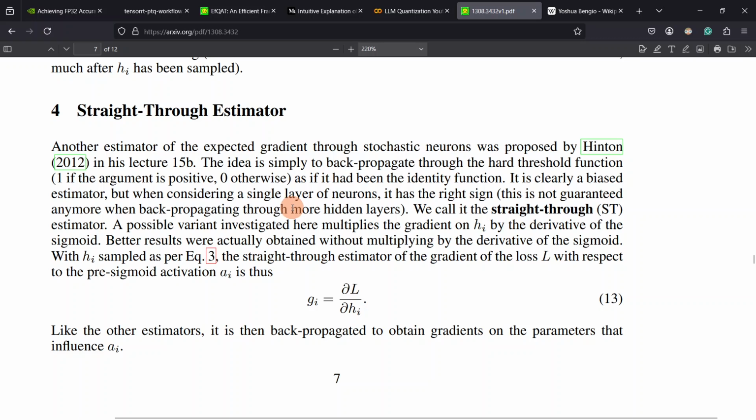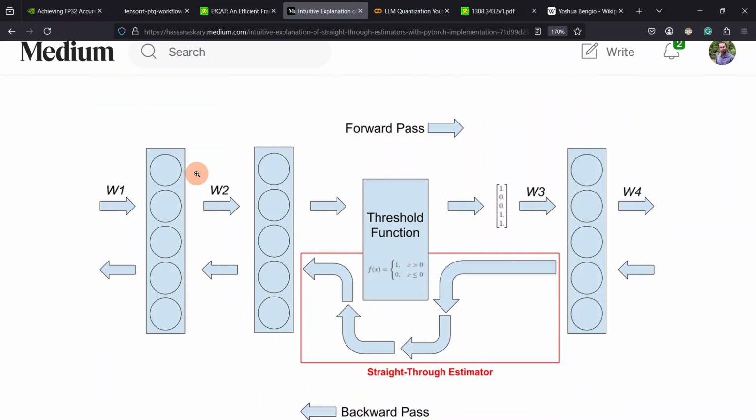Another estimator of the expected gradient through stochastic neurons was proposed by Hinton in his lecture. The idea is to backpropagate through the hard threshold function as if it had been the identity function. It is clearly a biased estimator, but when considering a single layer of neurons, it has the right sign. We call this the straight through estimator. A possible variant investigated here multiplies the gradient by the derivative of the sigmoid. So this is the diagram of the overall straight through estimator.